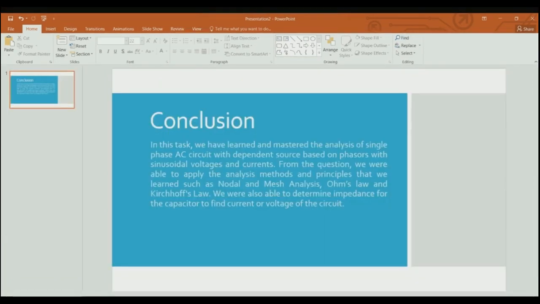In conclusion, in this task we have learned and mastered the analysis of single-phase AC circuits with dependent source, based on phasors with sinusoidal voltages and currents. From the question, we were able to apply the analysis methods and principles that we learned, such as nodal and mesh analysis, Ohm's law, and Kirchhoff's law. We were also able to determine the impedance of the capacitor to find the current or voltage of the circuit.